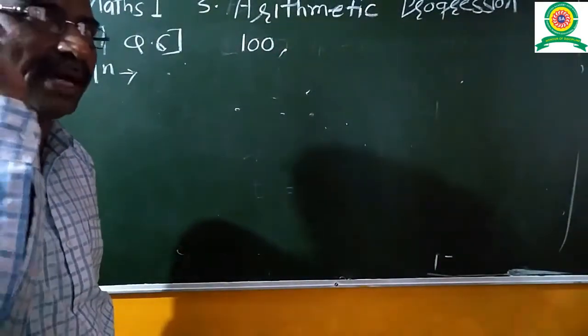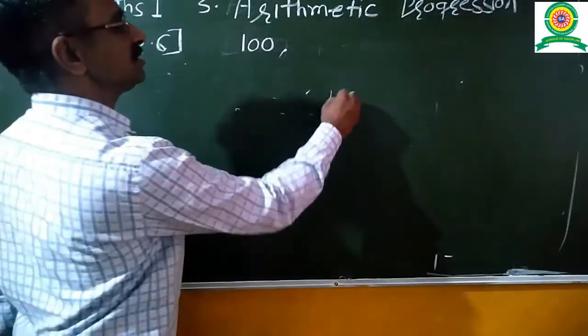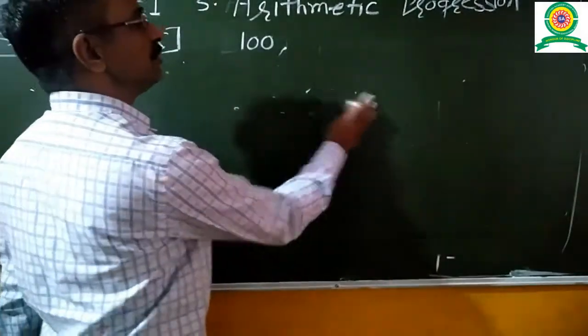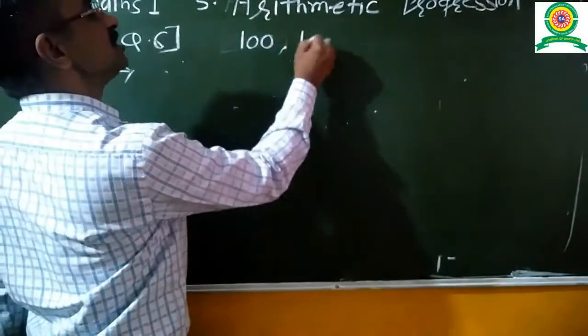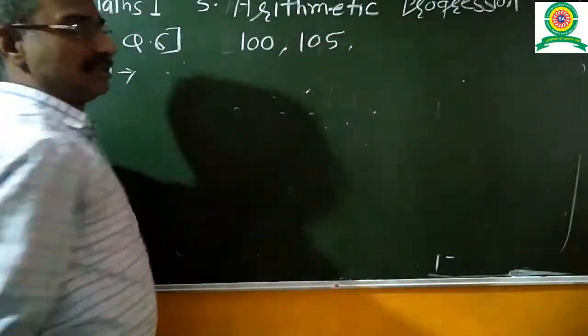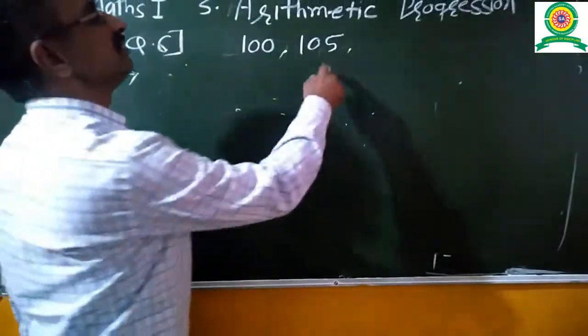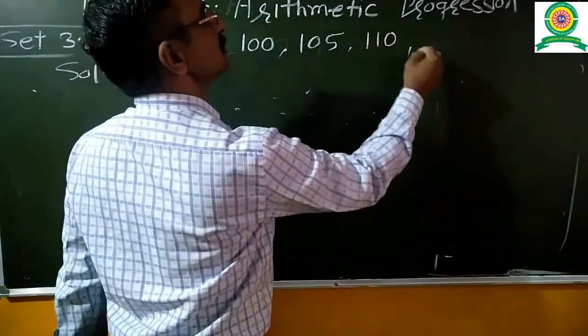100 is divisible by 5. After that, 101 is not divisible by 5, and 102 is also not. So 105 is the next number which is divisible by 5. Then 110 and so on.